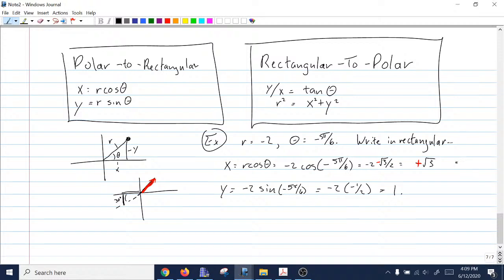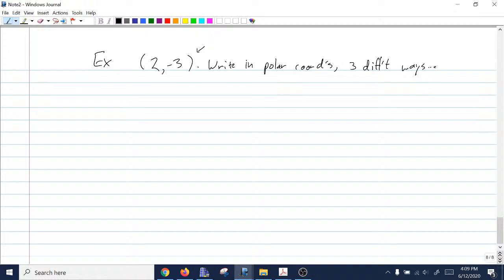Yeah, let's try doing the opposite direction, which is the one that's a pain. If I hand you the point 2 comma negative 3, and say write this in polar coordinates in 3 different ways. Okay, I know tangent theta is y over x, which is negative 3 halves. I know r squared equals x squared plus y squared. That's 4 plus 9, which is 13.